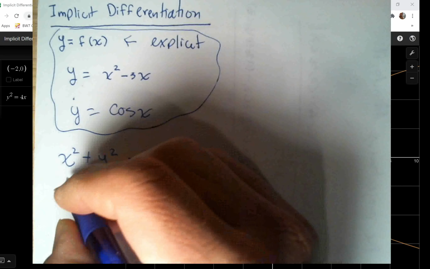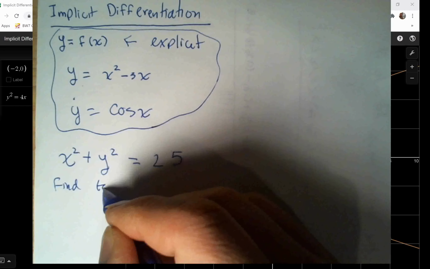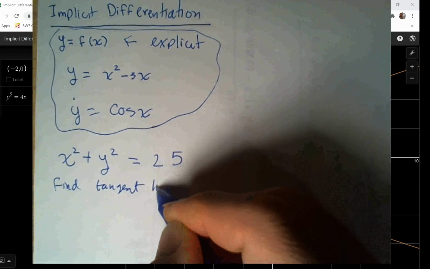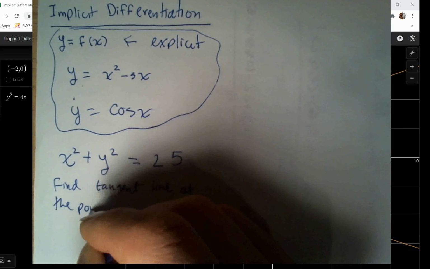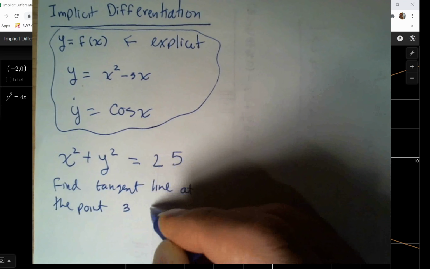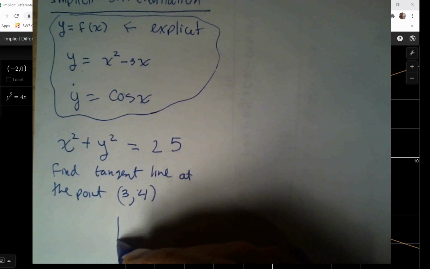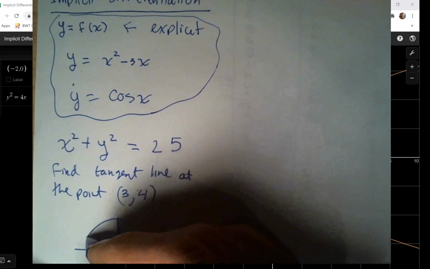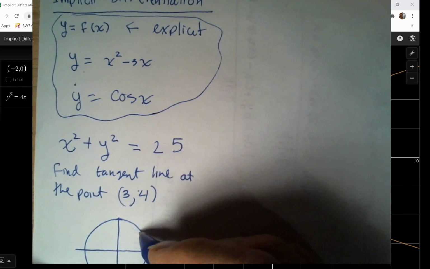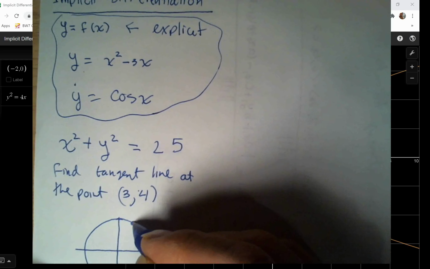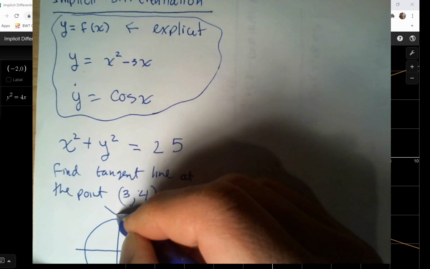So let's say that our goal here was to find the tangent line at the point 3, 4. All right, so we have the equation there. It's a circle, radius 5. Let's say we wanted to find the equation of the tangent line going through this point.